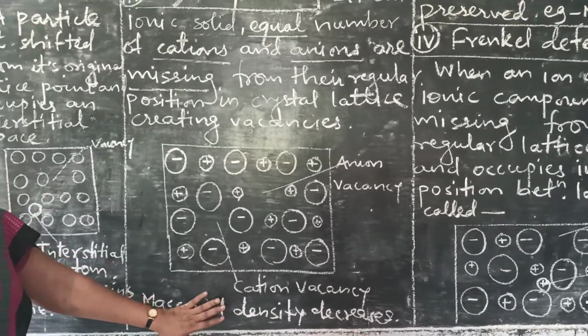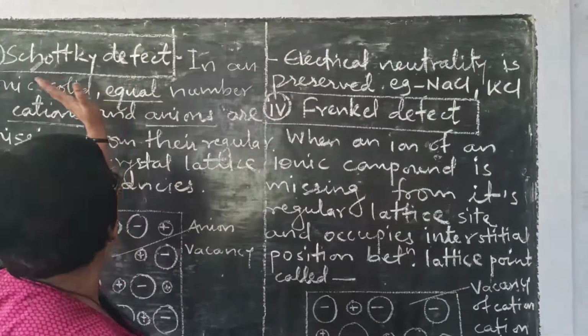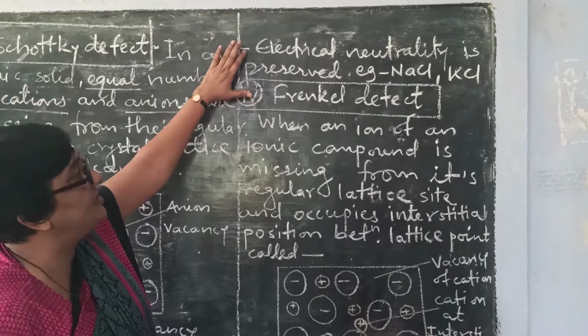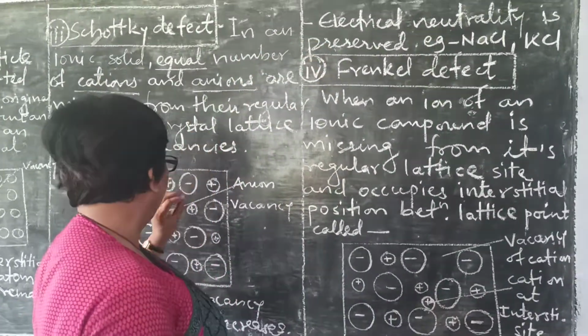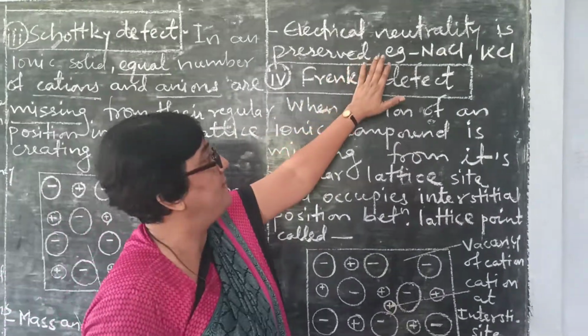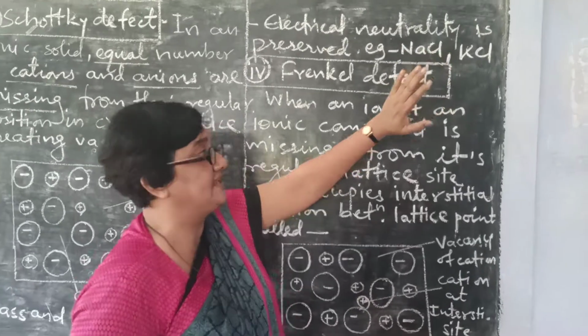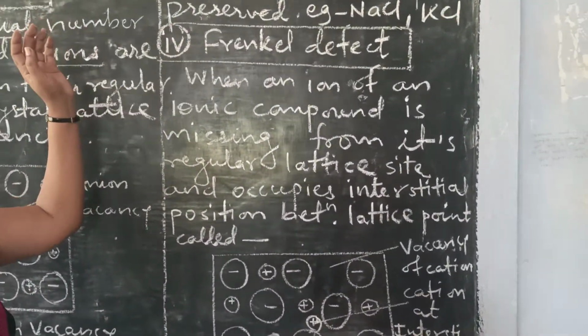It is quite natural. What are the consequences of this Schottky defect? Electrical neutrality is preserved because here equal number of cations and anions are missing. Example, NaCl, KCl, etc. Fourth type is Frenkel defect.